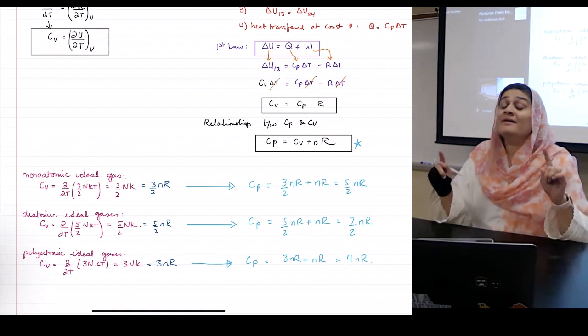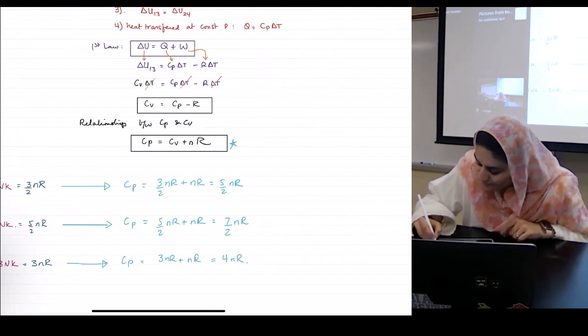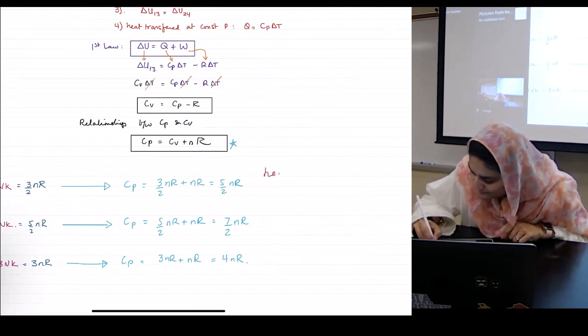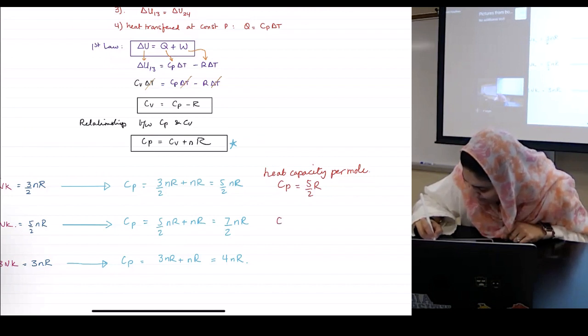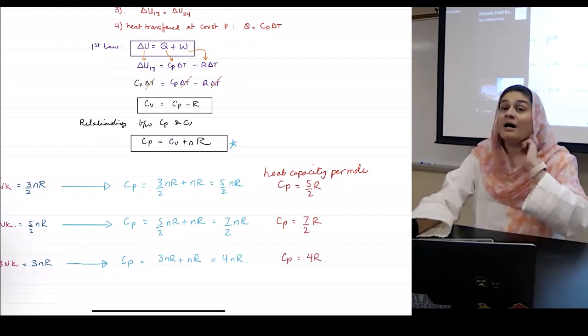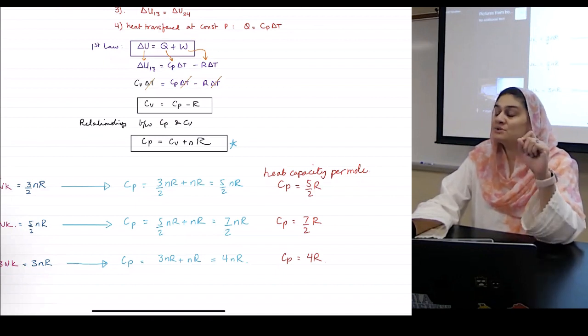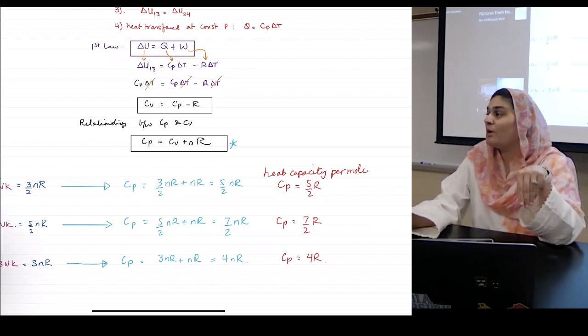Now, what you may have seen is heat capacity per mole. And you would have seen this written as CP equals 5/2 R, CP equals 7/2 R, and CP equals 4R. So that is a common way of writing it, but I wanted you to see the other version before I showed you this version, because most textbooks write it per mole.